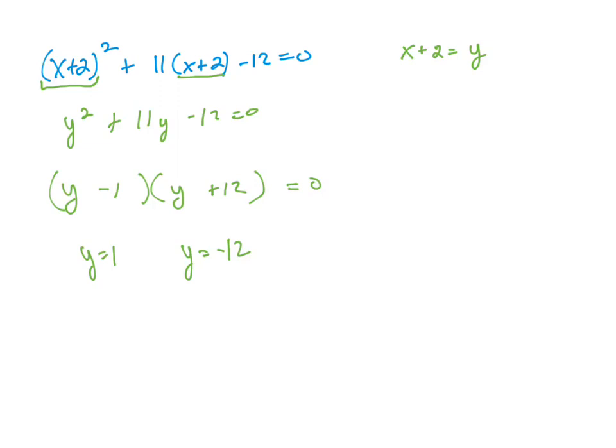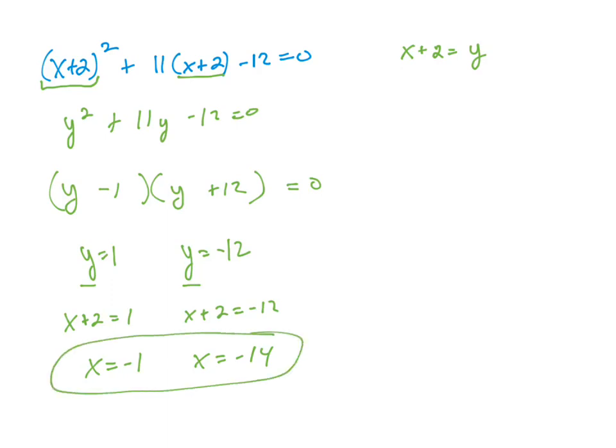But again, we don't want to solve for y, we want to solve for x. So let's resubstitute in y is equal to x plus 2. So x is going to be equal to negative 1. x plus 2 is equal to negative 12, so x is equal to negative 14. Those are our 2 solutions. And again, we could always check our work when we have an equation to see if we're getting the right answer.